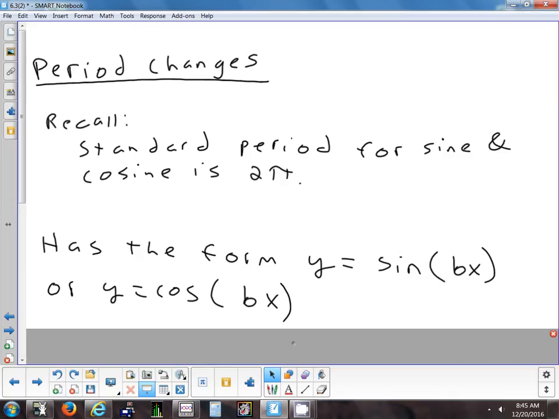So a period change has the form y equals sine bx or cosine bx. So you're multiplying again, just like you did with a vertical stretch. But what's the difference with this multiplication versus when we just did it in the last type of problems? Right, it's inside the parentheses. That's the big difference. You're multiplying the x inside the argument.